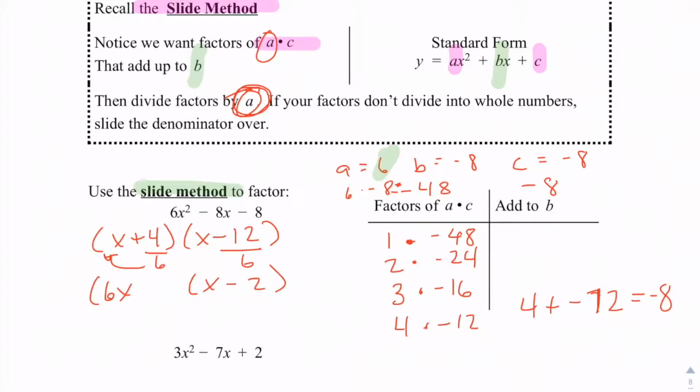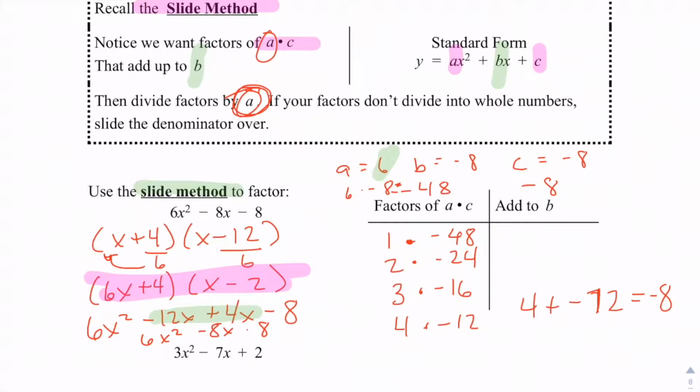us 6x plus 4. And now we can check this if we want to, and we get 6x times x is 6x squared. 6x times -2 gives us -12x. 4 times x gives us positive 4x, and positive 4 times -2 gives us -8. If we combine the like terms right here in the middle, we get 6x squared minus 8x minus 8. So we know it works out. Those are our two factors.